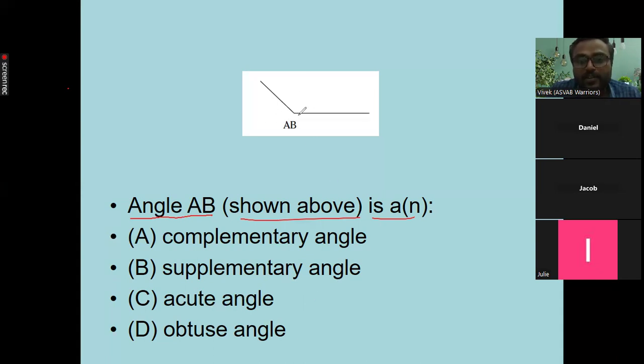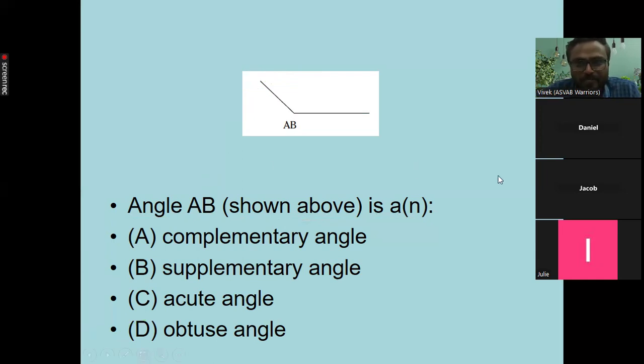So what is an acute angle? Basically, an acute angle is anything that is less than 90 degrees. So it will lie somewhere over here. And what is an obtuse angle? An obtuse angle is something that is greater than 90 degrees and less than 180 degrees. So it seems like it is option D. Do you guys agree with me? Okay, Jacob is asking what supplementary and complementary angles are. I will teach that to you in depth in the next few slides.